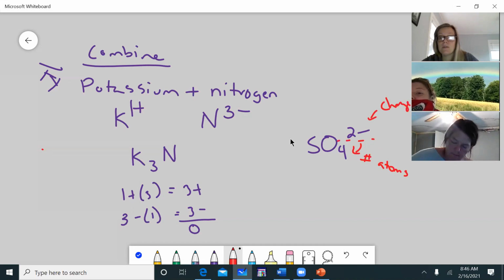So when looking at this thing, which is a polyatomic ion, which we'll talk about a little bit more, I have 1 sulfur, I have 4 oxygens, and the whole thing has a 2 minus charge. Don't want to get those numbers mixed up. Any questions on flip-flopping outside of the fact that we need to practice?